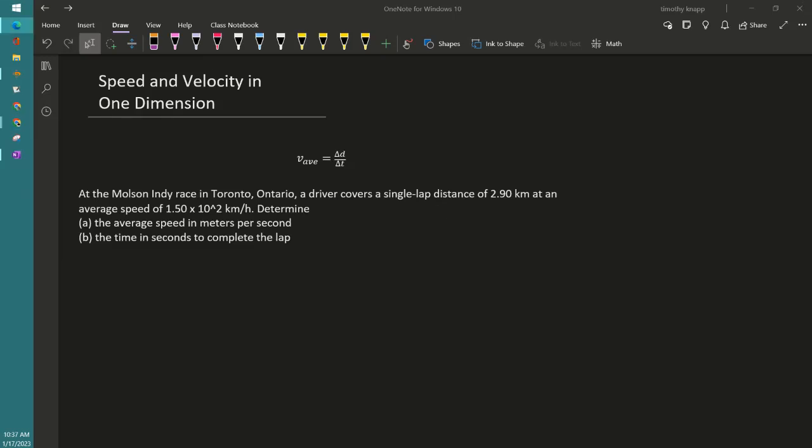Right, hey, so we're going to be talking about speed and velocity in one dimension here. This first example is a pretty simple example about speed, which I think is what we're focusing on here.